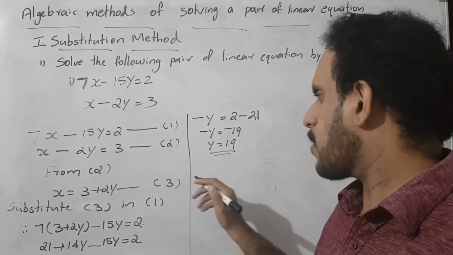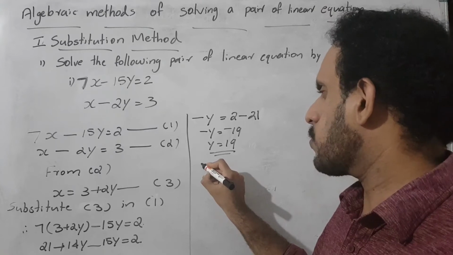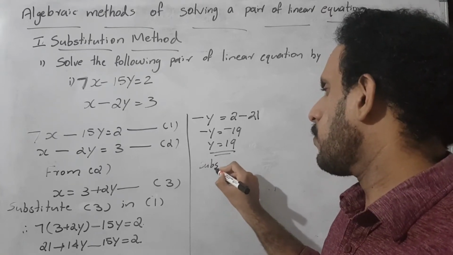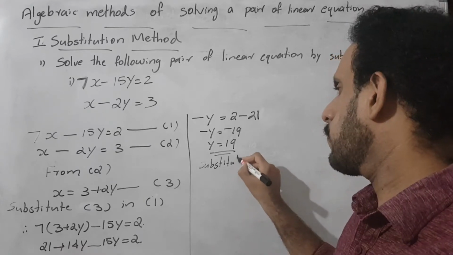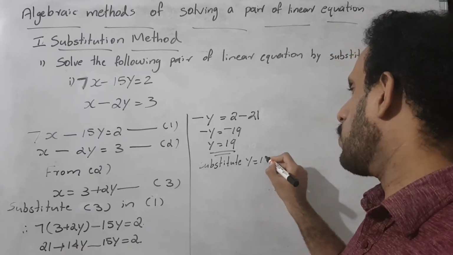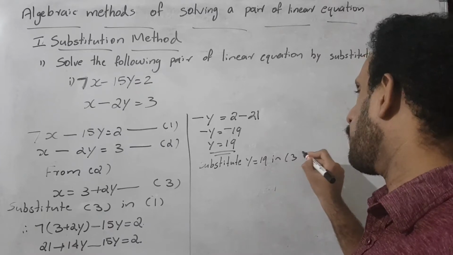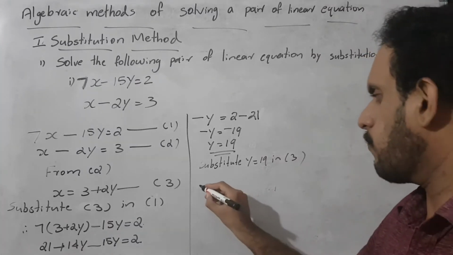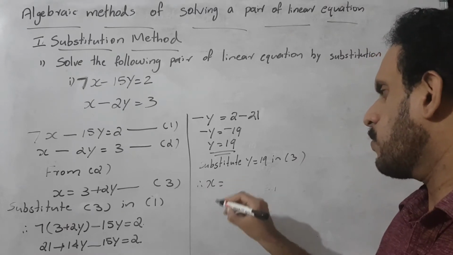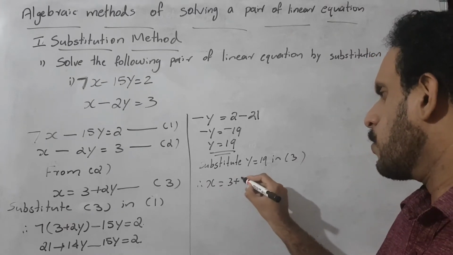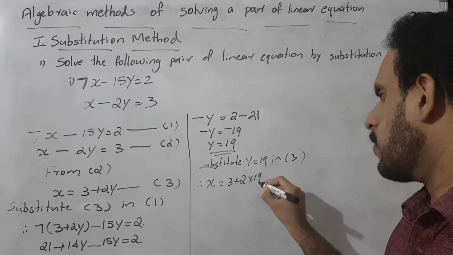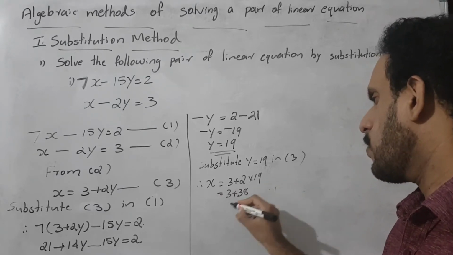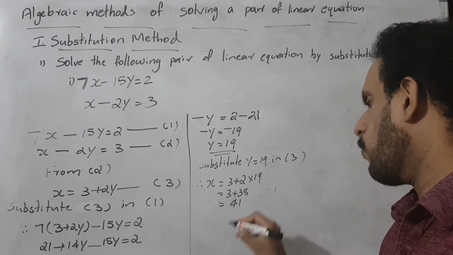So I substitute the value of y in equation 3. The next step, substitute y is equal to 19 in equation 3, then what do you get? Therefore x is equal to 3 plus 2 into 19, then 3 plus 38 is equal to 41.